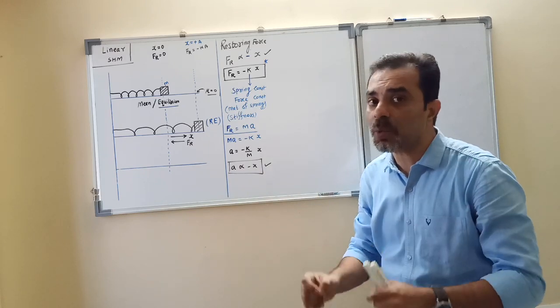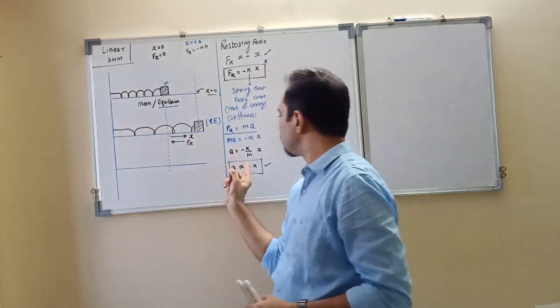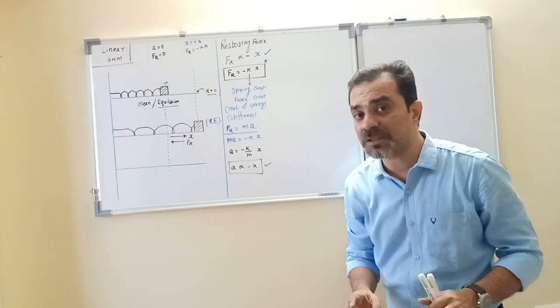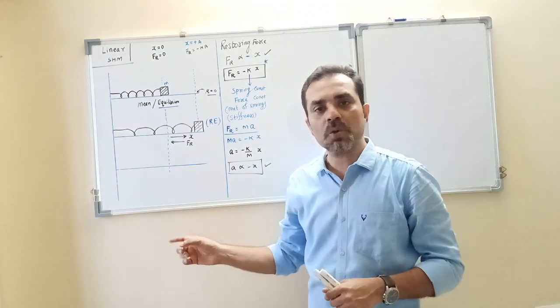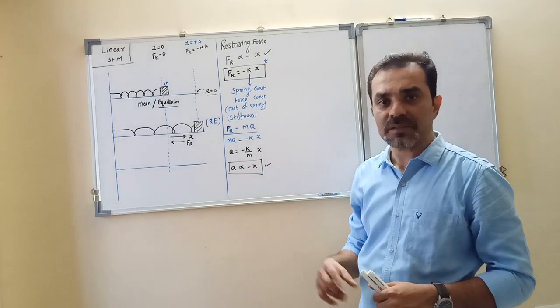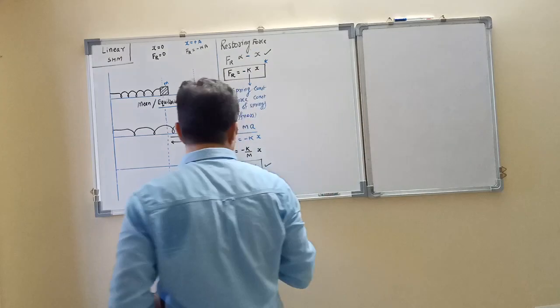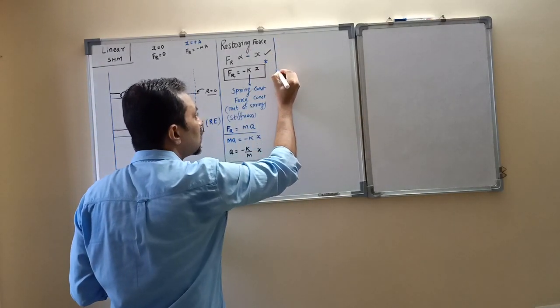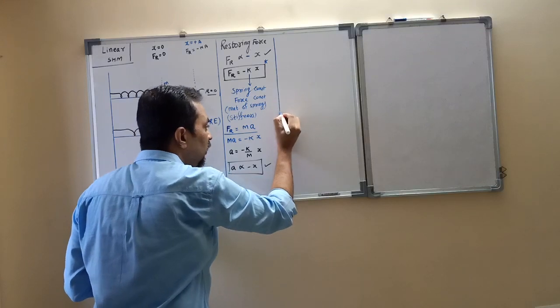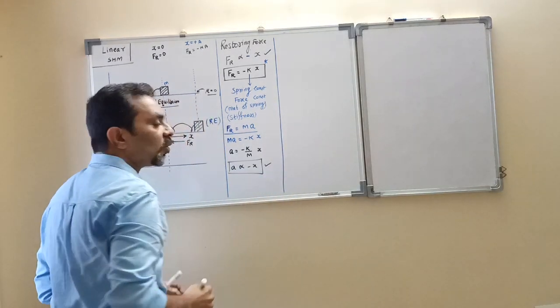This happens only and only in simple harmonic motion. It is not possible in other types of motion. In circular motion and the rest, you don't see this relation. That is why I come to the definition. It will give you a clear definition of this linear simple harmonic motion. This analysis will explain to you the clear definition of linear simple harmonic motion.